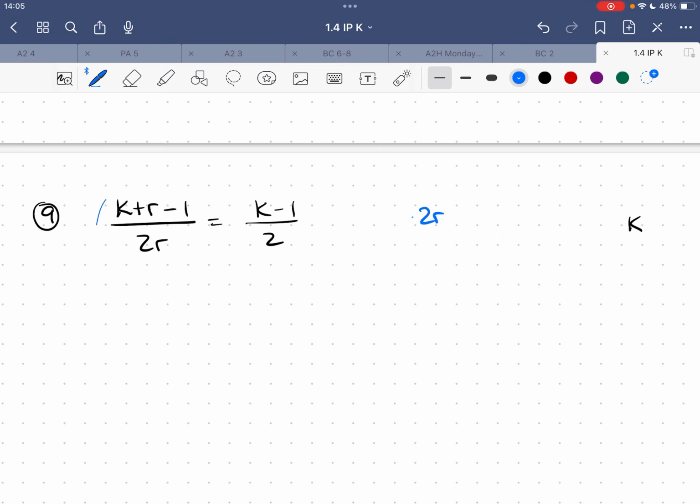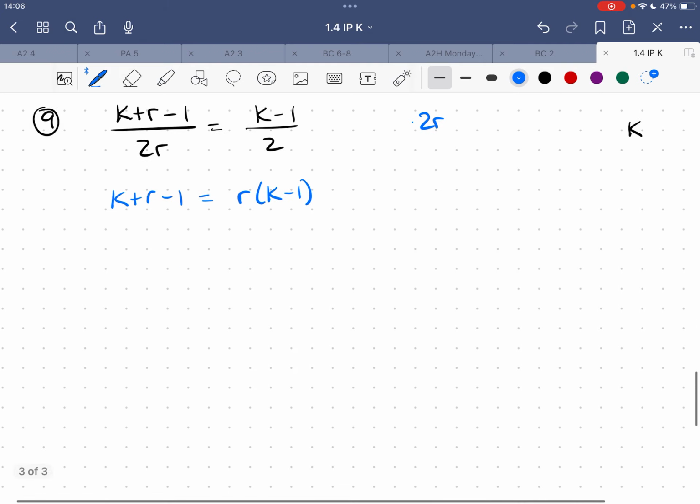When I multiply this side by 2r, the 2r is going to disappear. So I'm going to be left with the numerator only. And when I multiply this by 2r, the 2 disappears, but I still have an r. So I have to multiply the top by r. And let's do it in 2 steps. First, I'm going to leave it like this, so it's really clear that the r has to multiply everything. So next, I'm going to distribute.